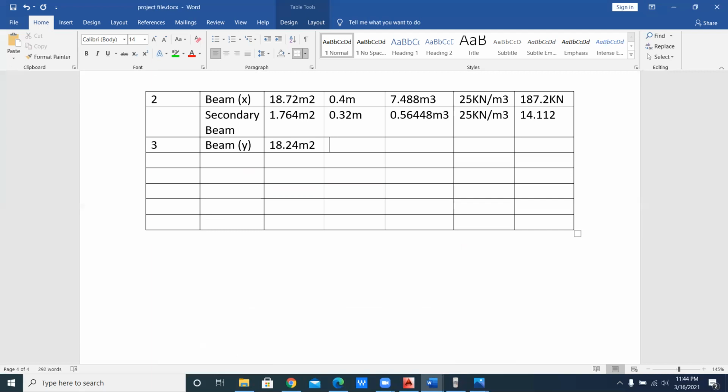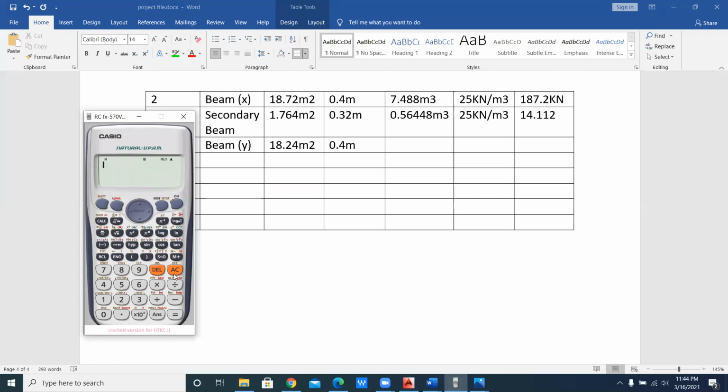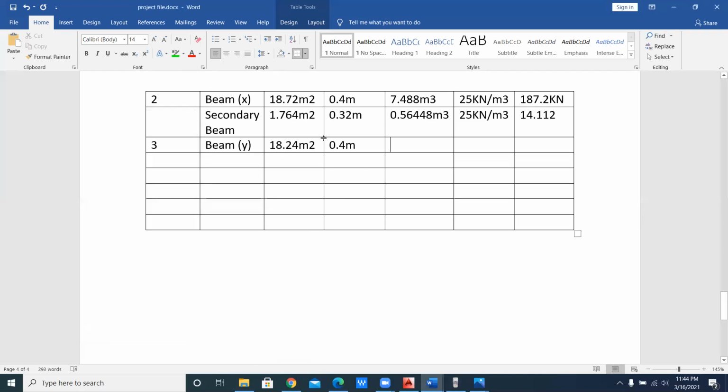And what is the depth? That is 0.4 meter, having the same depth. Equal to how much do you get? 18.24 multiplied by 0.4. So how much do you get? That is 7.296, that is meter cube.